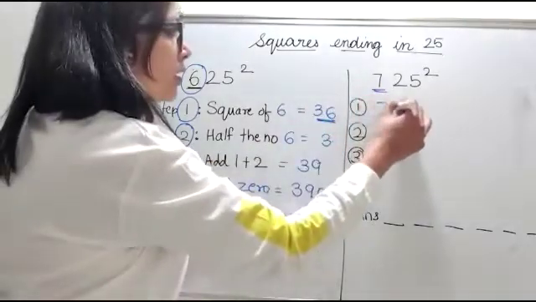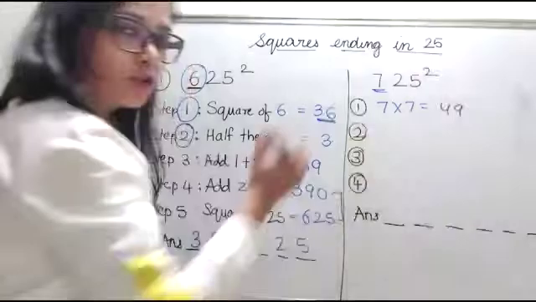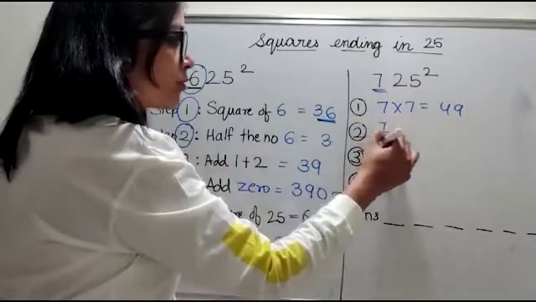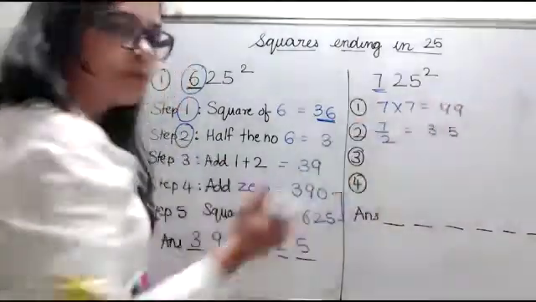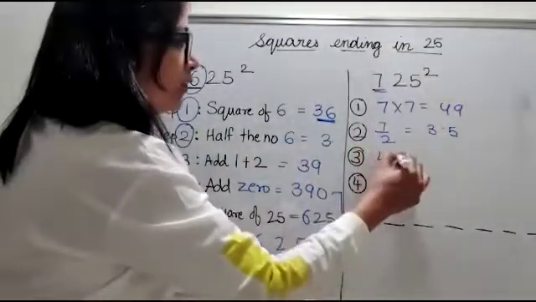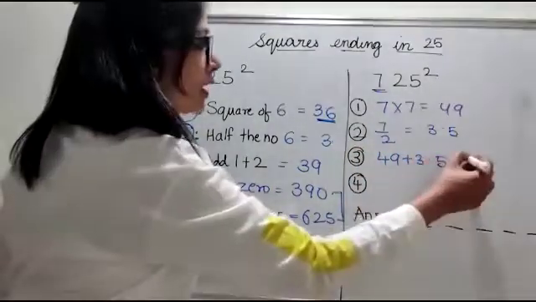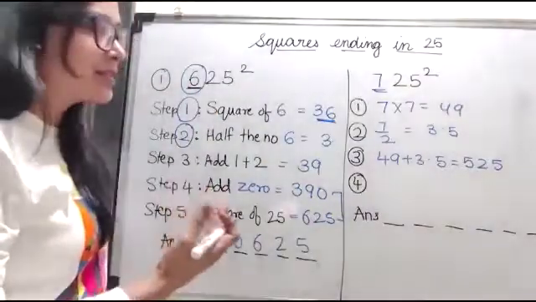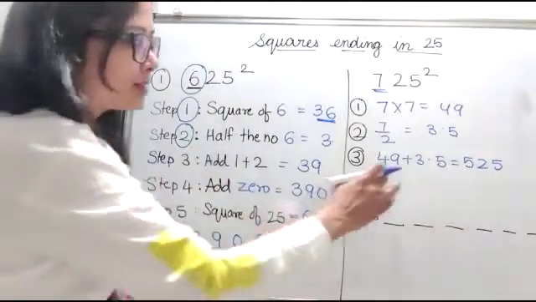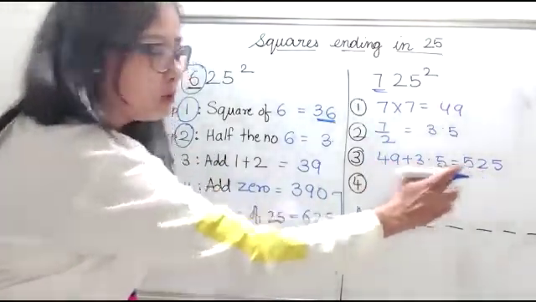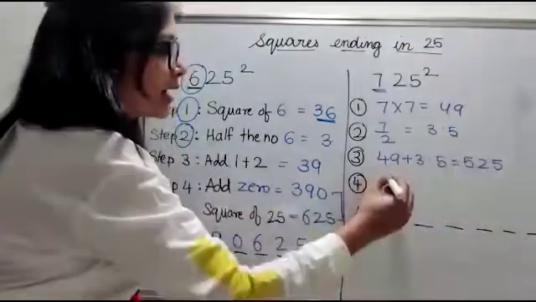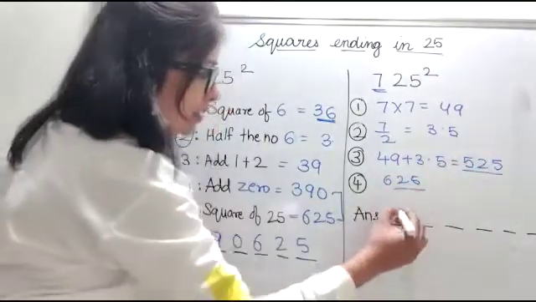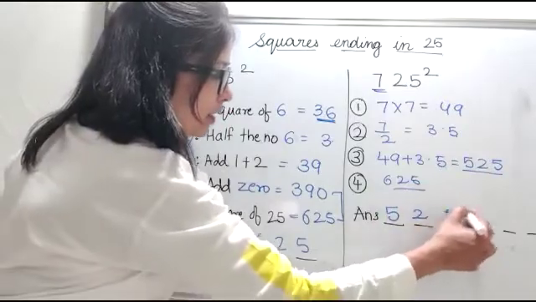So 7 into 7 equals 49. That's your first step. Then halve the number 7. So 7 divided by 2 is 3.5. Our next step is we add 49 plus 3.5, which gives you the answer 52.5. Don't put the decimal as it is not a decimal sum, so just try to eradicate the decimal. So 49 plus 3 is 52 and the 5 stays as it is. Again the square of 25 is 625. Now let's put this together, which will give you your final answer.